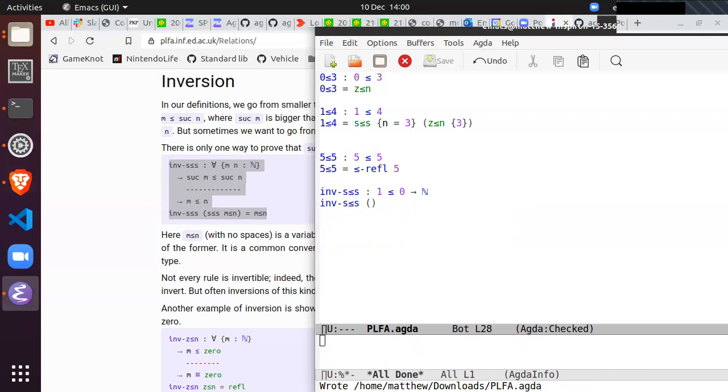Agda gives us, interestingly, these two brackets. This is called the absurd pattern match. It basically means that Agda has worked out that this case can't possibly hold. And interestingly, it hasn't left us a hole on the right hand side. We haven't given it a natural number to produce. It didn't even leave us with a place to give a natural number.